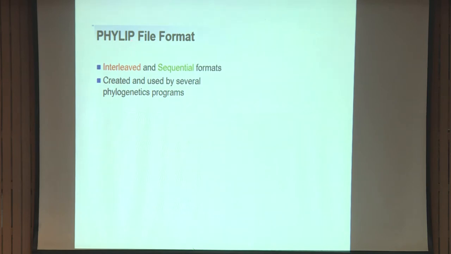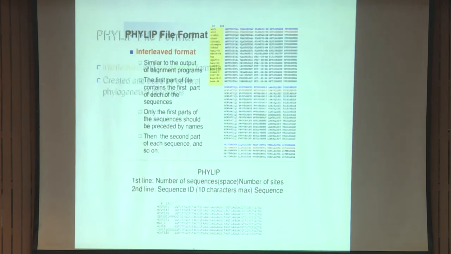Then the second important file format is the Phylip file format, the phylogenetic input file format. There are two types of format, interleaved and sequential, and different software can recognize this file format. So this is the interleaved format. In this format, all the sequences are written in blocks of 10 base pairs, and in the first block all the sequence names are given, not in the others.